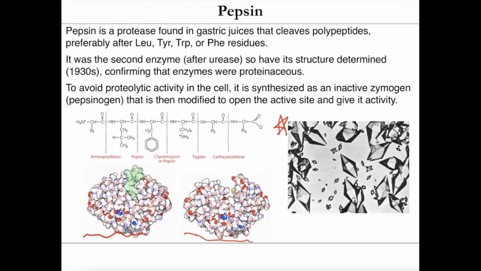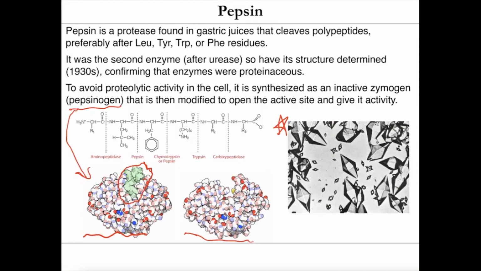But to avoid proteolytic activity of pepsin in the cell, it's actually synthesized as something called a zymogen. And this is an inactive, pre-processed form of a protein or an enzyme. And that's called pepsinogen. And so that's right here. And so this actually is synthesized with this protein. Part of the protein is actually embedded inside the active site cleft. So before it gets to your stomach, while it's being made in the cells, it won't break down proteins within the cells.